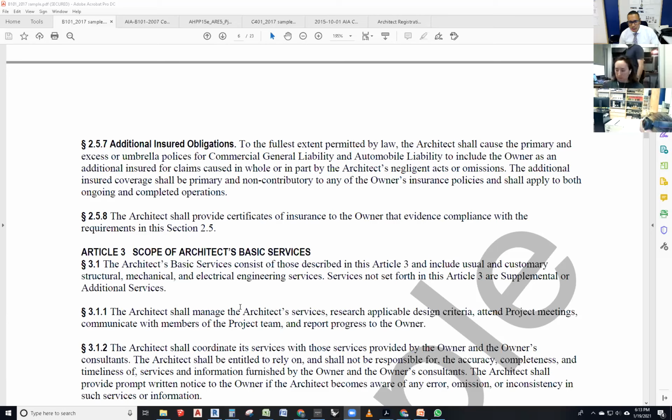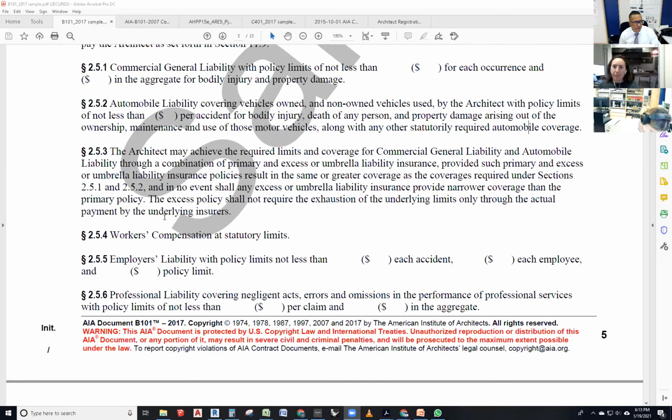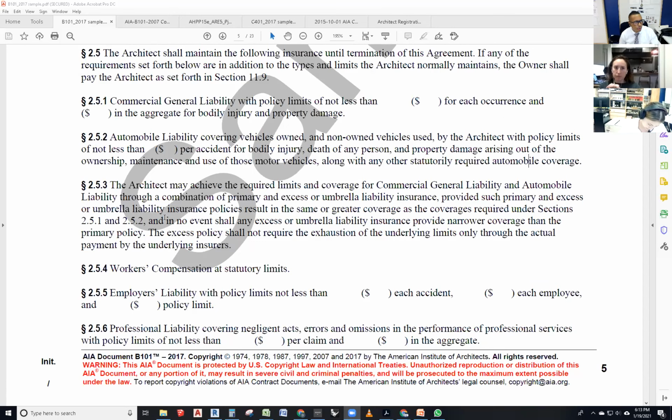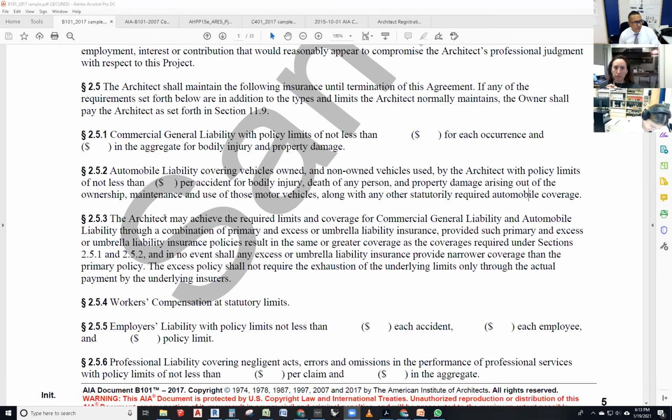And we have to always make sure that we differentiate what a basic service is versus an additional or a supplementary service. Before I jump into Article 3, I did want to mention these insurances that we spoke about before, because I kind of brushed through them very quickly. So going back all the way to Section 2.5. Section 2.5 says the architect shall maintain the following insurance until termination of this agreement. If any of the requirements set forth below are in addition to the types and limits the architect normally maintains, the owner shall pay the architect as set forth in section 11.9.